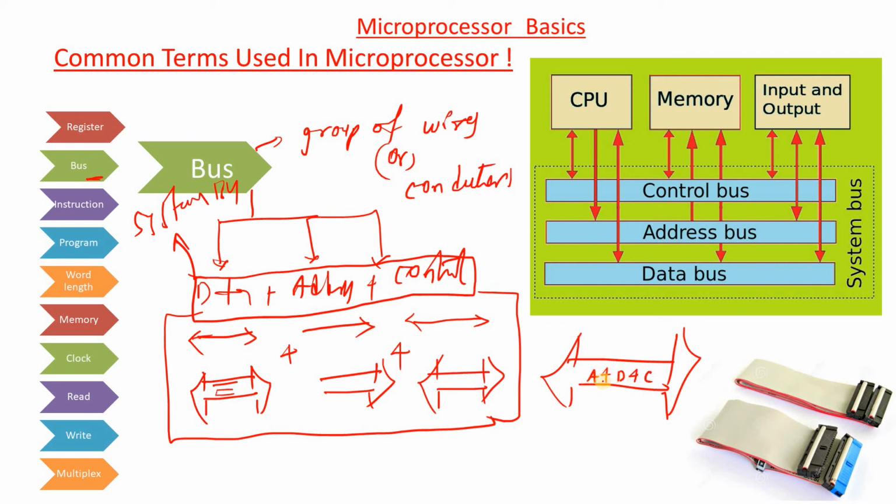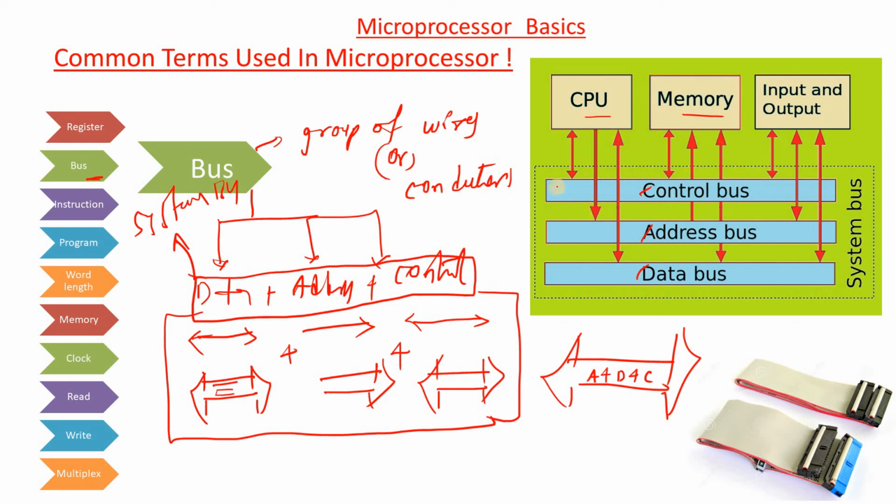What is the importance of this system bus? If you use this system bus, automatically you can avoid the complexity problem inside the motherboard. For example, these bus connections are represented like this: CPU, memory, and input-output devices. With the control bus separate, the address bus separate, and the data bus separate, the data bus is bidirectional, connecting the CPU, memory, and input-output devices. The address bus is also unidirectional like this, and the control bus is bidirectional like this.